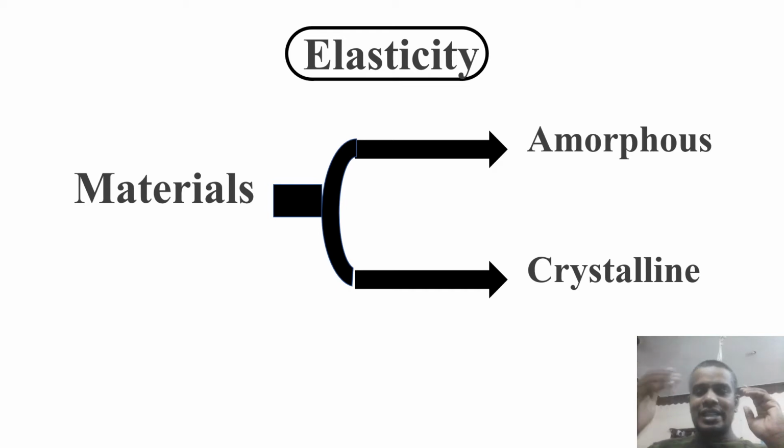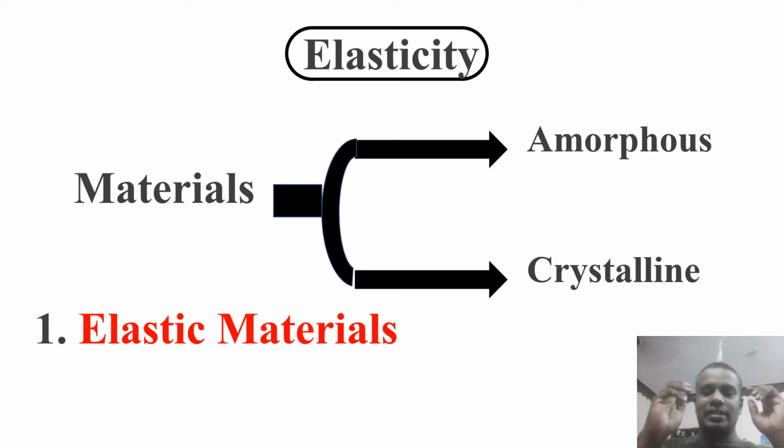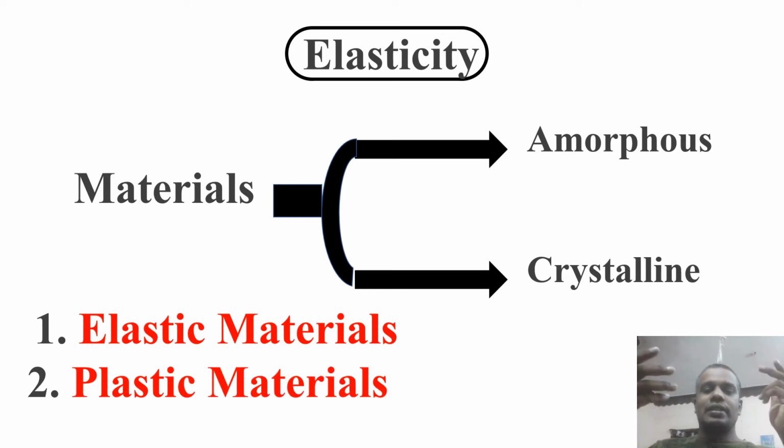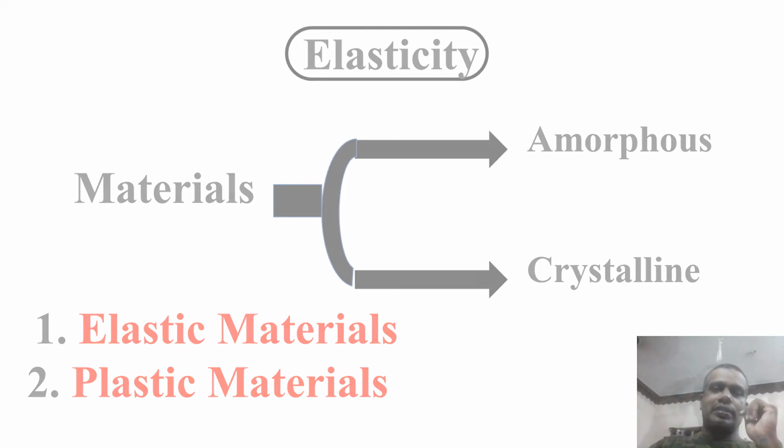We can further classify the material into two types. The first one is the elastic material. The next one is the plastic material. So what is the elastic material? What is the plastic material? That is the question we can ask now. The first thing we are going to discuss is the elastic material. We can ask how you can define the elastic material.